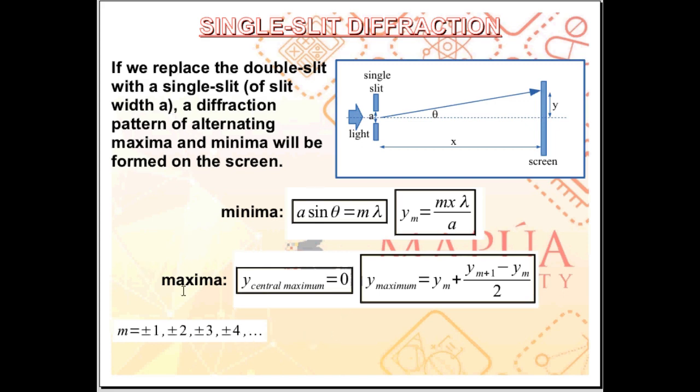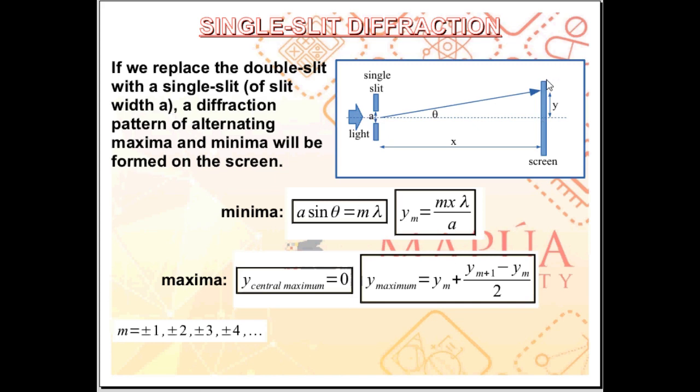For the locations of the maxima, the bright fringes, the central maximum, y central maximum, will be 0, meaning it's located at the center of the diffraction pattern. It will be located along the center line from the middle of the slit to the screen.